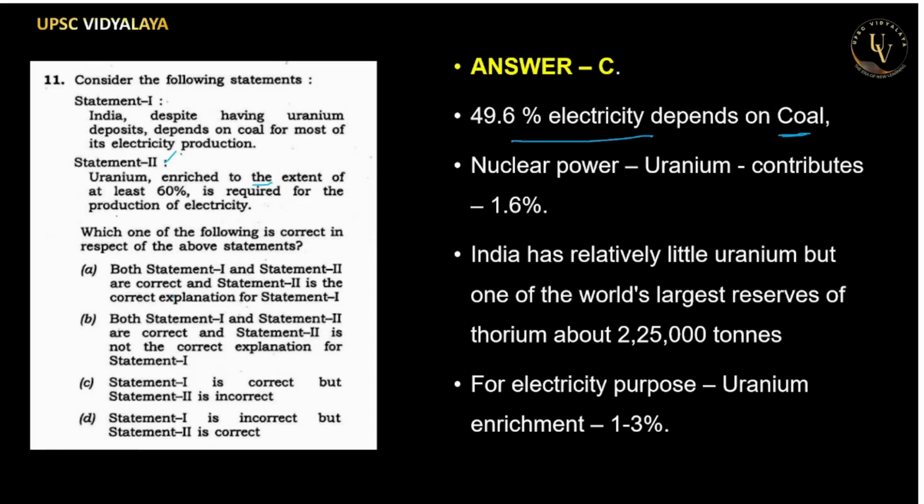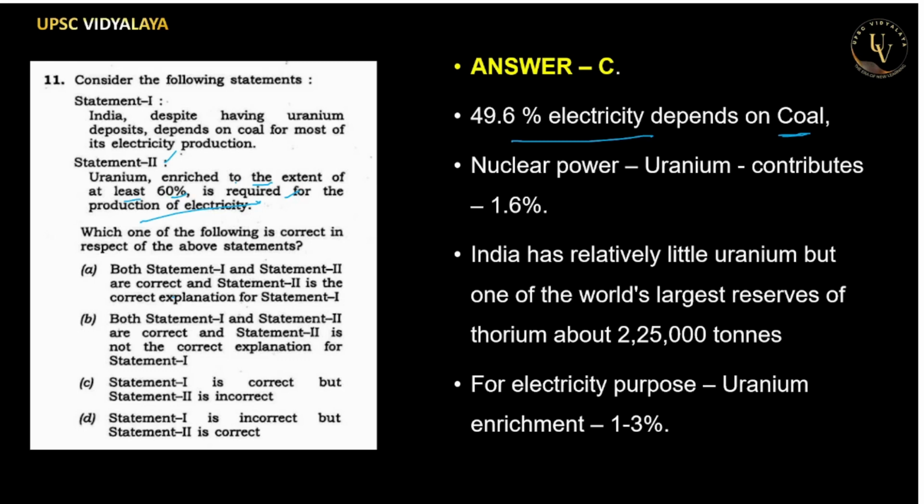Uranium enriched to the extent of at least 60% is required for the production of electricity. ये क्यों दिया हुआ है statement 2 में? क्योंकि Iran is enriching the uranium more than 60%. Okay, if the uranium is enriched more than 60%, definitely it is not for electricity purposes. It is used for weapons. Okay, nuclear weapons के लिए use करेंगे. For nuclear weapons, the uranium should be enriched to 60% or more.